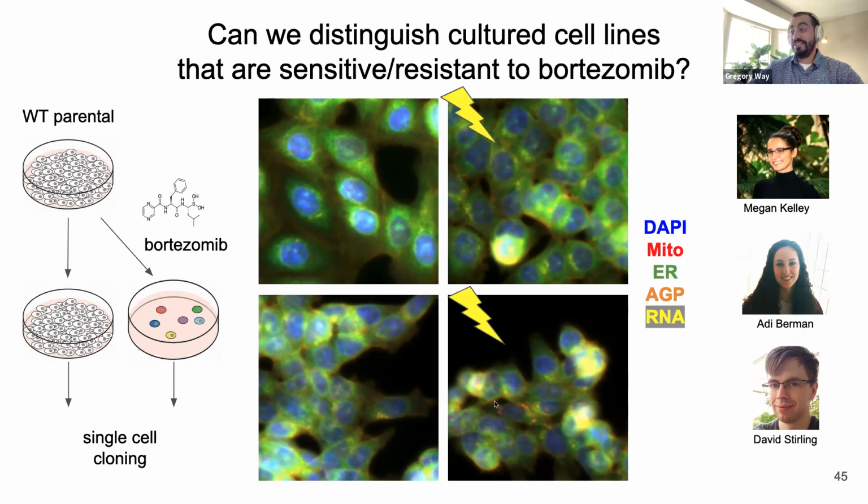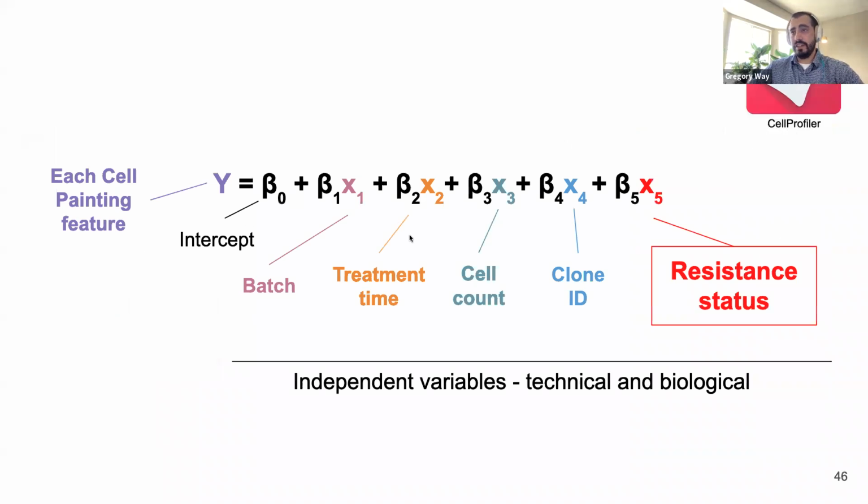Yeah, so these 2 are the resistant ones. These are sensitive. So if you treat these cells with bortezomib, they will die. If you treat these with a low enough dose of bortezomib, they will live. It's impossible to tell by eye, but we wondered if we could train a computer to tell the difference between the 2. And so we use CellProfiler features, and this is our approach.